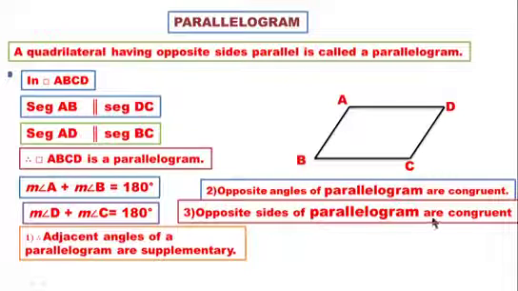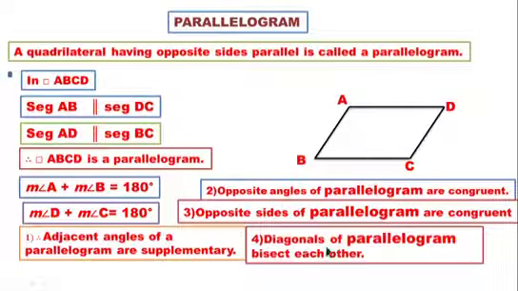Opposite sides of a parallelogram are congruent. Means segment AB is congruent to segment DC, segment AD is congruent to segment BC. Diagonals of a parallelogram bisect each other.